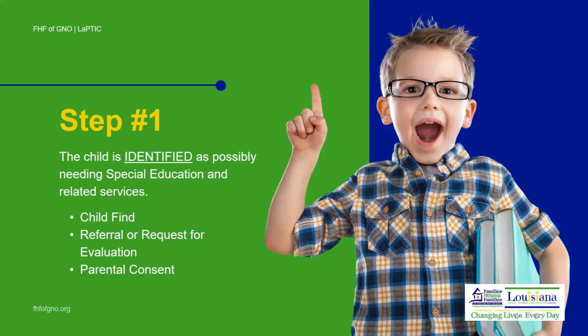Now, the second way that a child can be identified is that parents can request that their child be evaluated for special education and related services. Teachers or other school personnel can also make those referrals. So if you suspect that your child has a learning difference or disability, you can request that they be evaluated. Parental consent is needed before the child can be evaluated.